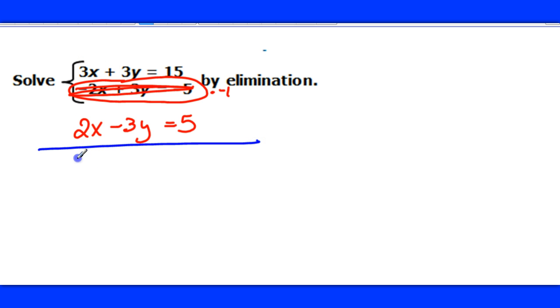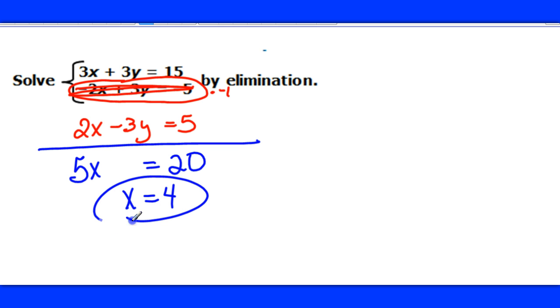3x plus 2x is 5x. 3y and negative 3y, that is eliminated. The equal sign drops down. 15 plus 5 is 20. Solve this. X is equal to 4. Okay, that's half of your answer.